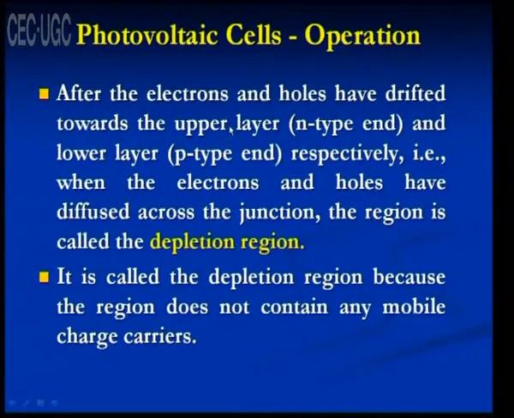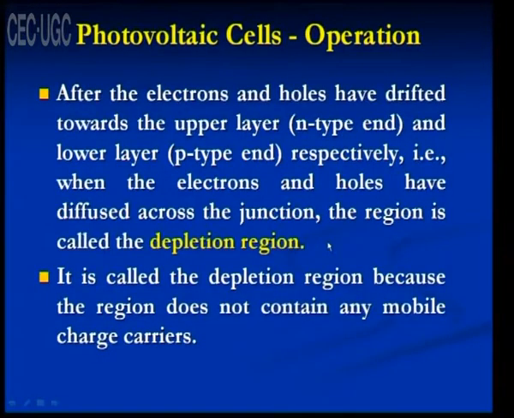During the operation, after the electrons and holes have drifted towards the upper layer, that is the n type end, and the lower layer, that is the p type end, respectively, that is, when the electrons and holes have diffused across the p-n junction, the region is now called the depletion region, because already the electrons are drifted and the holes are also drifted.